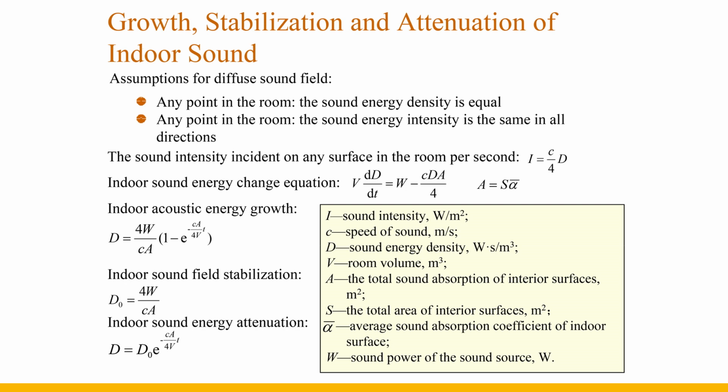After the indoor sound field reaches a steady state, the sound source stops sounding. That is, when the time is equal to 0, the sound power is equal to 0, and the sound energy density is equal to D0. The sound energy change equation is solved to obtain the formula describing the indoor sound energy density attenuation. It can be seen from this formula that the indoor sound energy density decreases with the increase of time. The larger the indoor sound absorption, the faster the attenuation. The larger the room volume, the slower the attenuation.